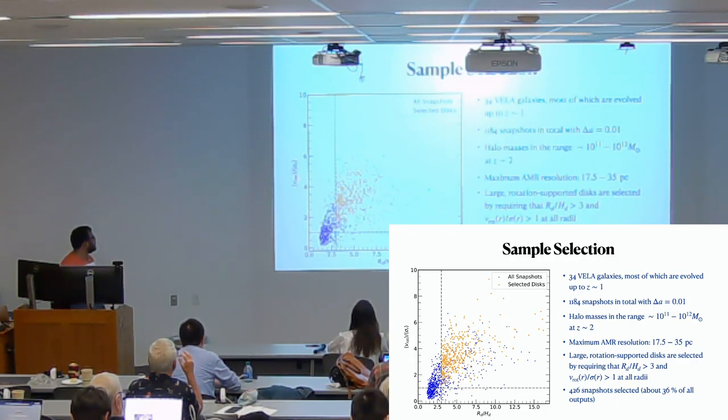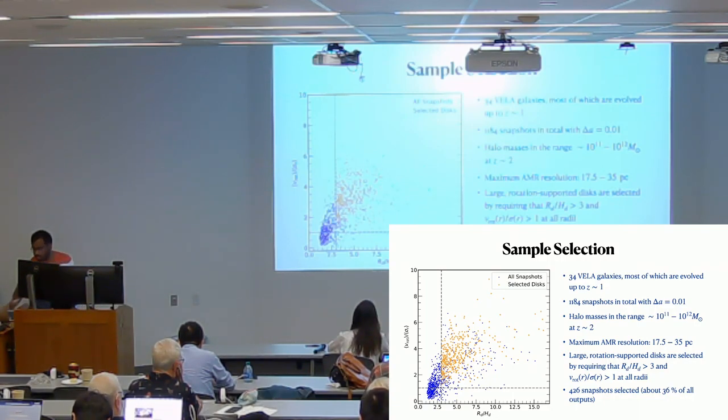By the way, what is plotted here is the average V over sigma. That's why you see that there are some blue points here that don't get selected. The selected ones are orange. The blue ones that don't get selected have an average V over sigma that is greater than 1, but maybe it's not greater than 1 at all radii, so therefore they don't get selected. But it makes very little difference whether I select them or not.